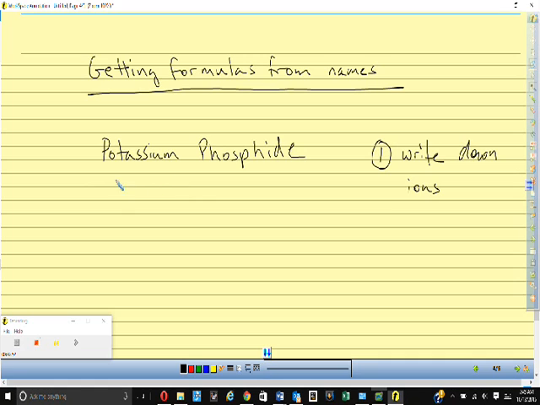So you go to your periodic table and you look up potassium, which is K. It's in the first column, so it's going to end up with a +1 charge. Phosphide is P, and if you look, it's under the nitrogen column, and by now you should have a -3 written above that column on your periodic table, because everything in that column is going to have a -3.